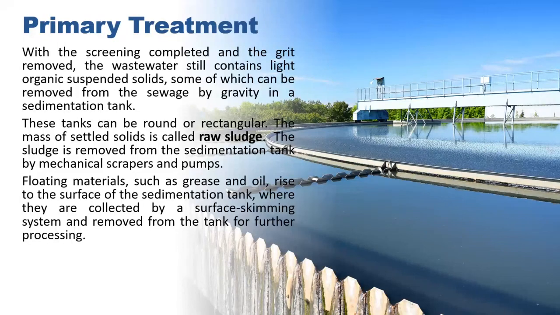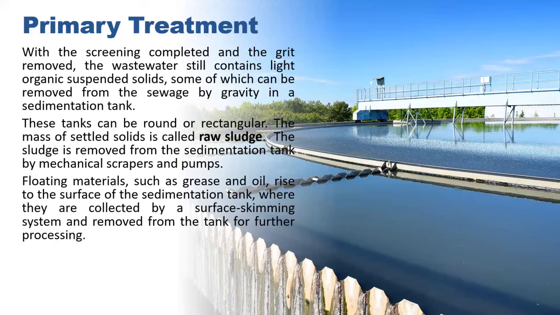Hi, for the continuation of the wastewater treatment, now we will discuss the primary treatment. With the screening completed and the grit removed, the wastewater still contains light organic suspended solids, some of which can be removed from the sewage by gravity in a sedimentation tank. These tanks can be round or rectangular. The mass of settled solids is called raw sludge.